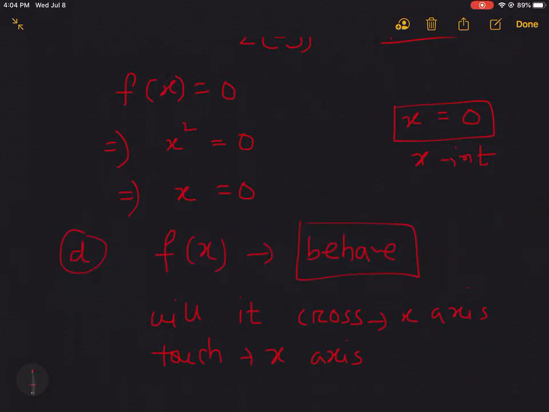So touches at 0, multiplicity 2. Okay. So how did you calculate that it touches your graph at 0? What's the idea behind this?